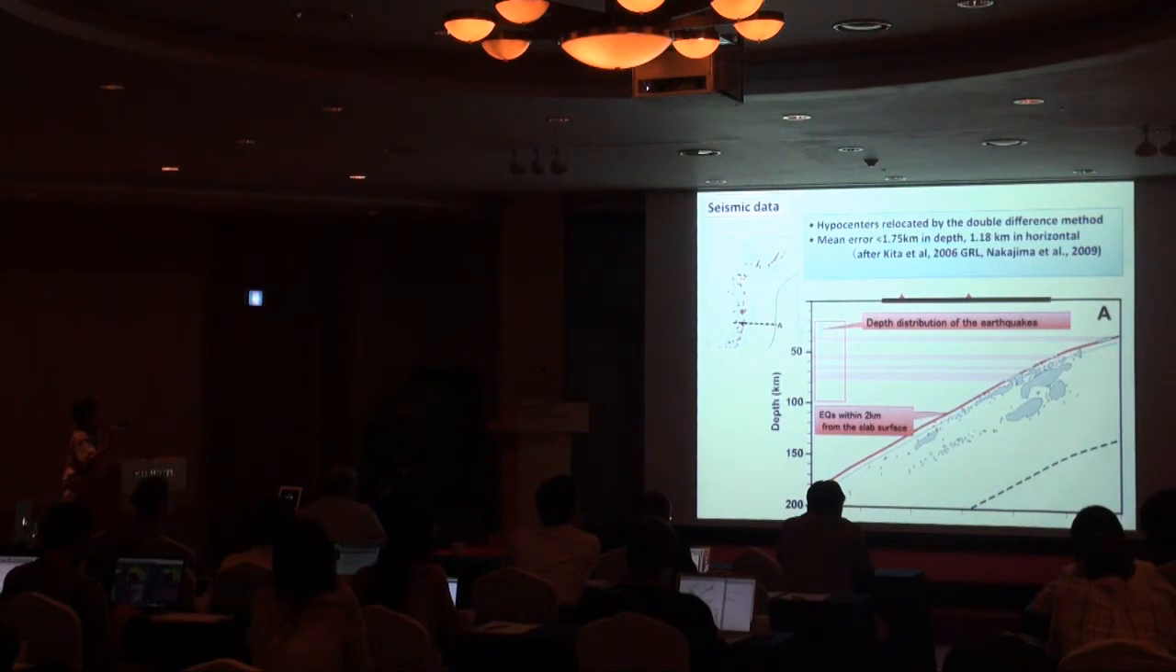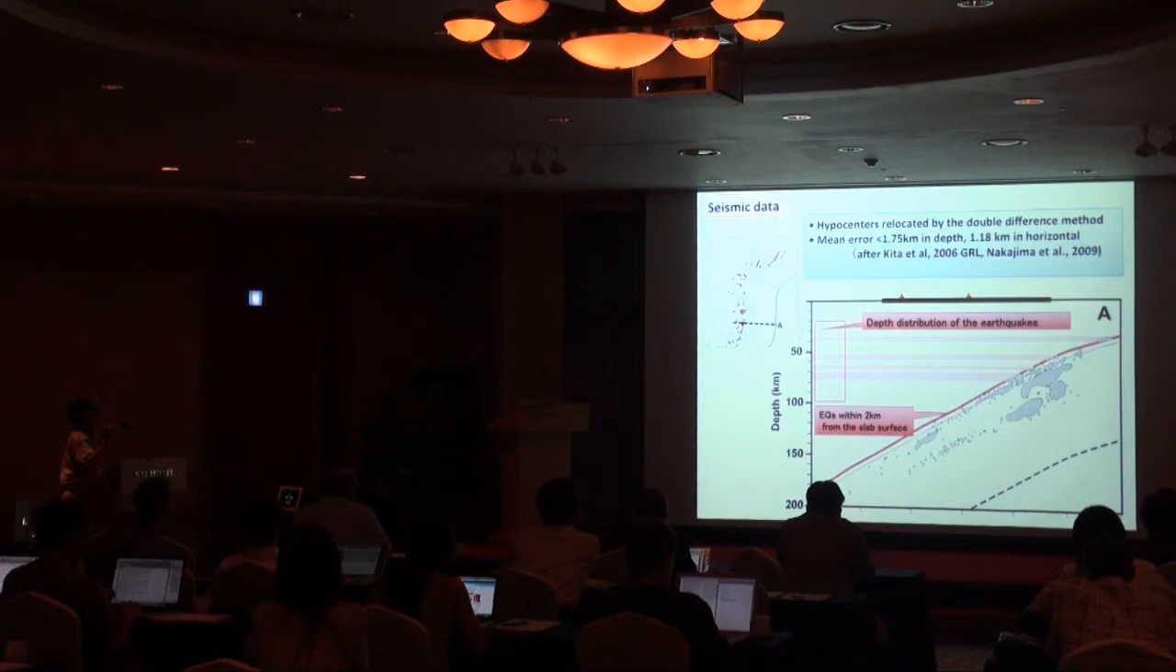And this is a cross-section of Northeast Japan, and this is the subducting slab. The gray dots and area show the hypocenter distribution. I took the earthquakes within 2 kilometers from the slab surface and got the depth distribution of the earthquakes.